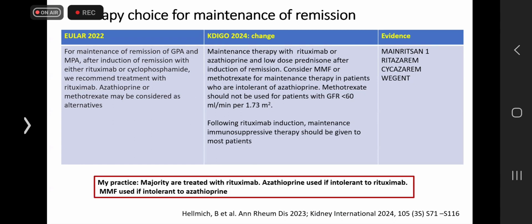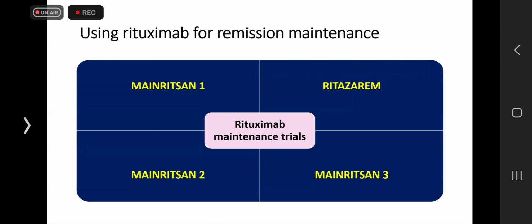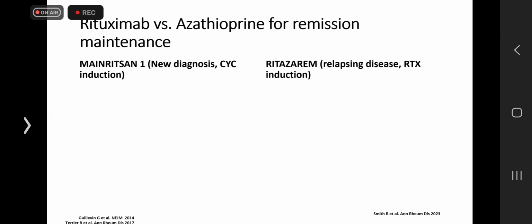In my own practice, for maintenance therapy, the majority of patients are maintained with rituximab, and azathioprine is used in patients who are intolerant, and MMF is the third line in patients who are intolerant to azathioprine and rituximab. And the evidence for rituximab comes from these rituximab-based trials, the MAINRITSAN 1, 2, 3, and the RITAZAREM.